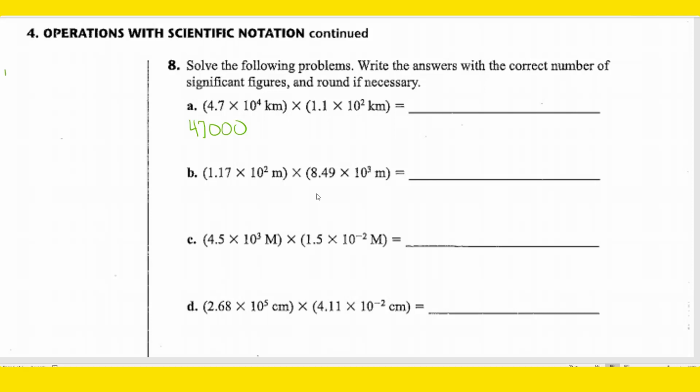47,000. And how do we get that? Because remember, with 4.7 you move your decimal 4 places to the right, because the exponent is positive. 1, 2, 3, 4, and fill in those blanks with zeros, and you get 47,000 kilometers. You're going to multiply that times 1.1 times 10 to the second power, so you move your decimal 2 places to the right. That's times 110 kilometers. We can go ahead and get our calculator, plug those numbers in, and see what we get.